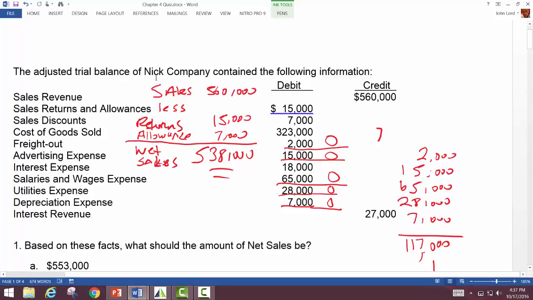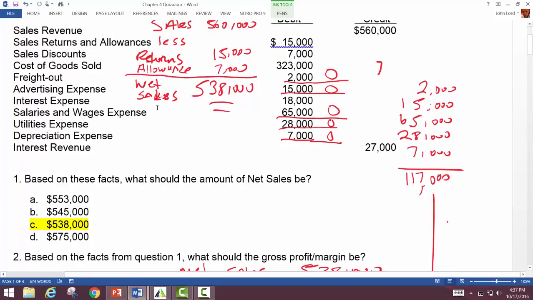You're going to do sales revenue minus sales returns and allowances minus sales discounts. Right. So we picked up the sales, which was 560,000, and then we had these debits over here where we picked up the returns, and the 7,000 was the discount. When you picked those up, you got net sales of 538,000. Here it was sales discount, right? Okay, good. Good job.